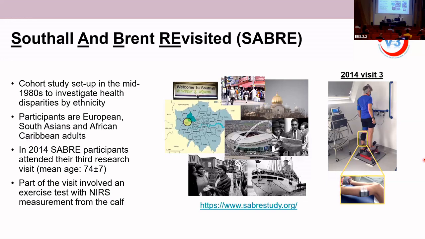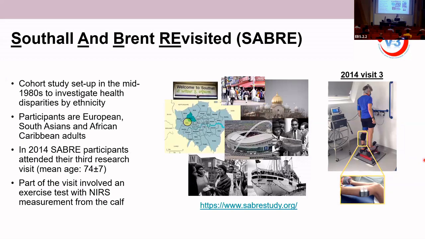So at the time, researchers knew that there were higher rates of cardiovascular disease and type 2 diabetes in first-generation migrants, South Asian, from India and also from the Caribbean. And so they set the study up to try and understand why this was, so that we could provide better healthcare for everyone. So participants were either European or first generation South Asians or African Caribbean adults.